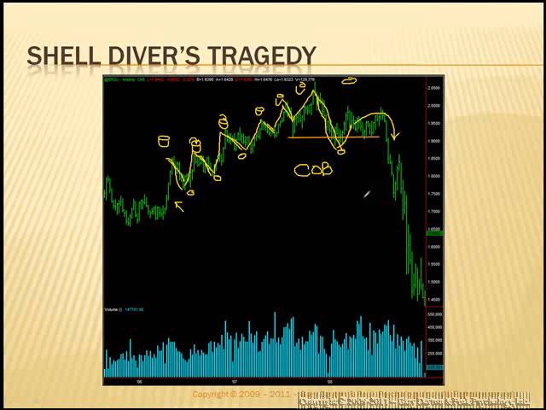Okay? Change of behavior. The down wave becomes larger than any of the previous down waves. And then the up waves shorten. And that means that we're going to go down. Okay? That's the shell diver's tragedy. Everybody understand that? It's a nice little way of seeing this in the market. Nice little way to understand it through a story. Okay? Any questions or comments on that?